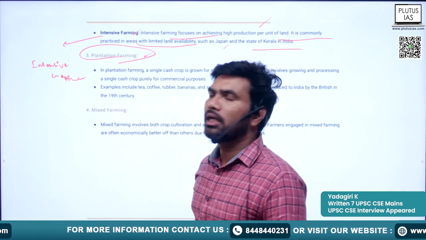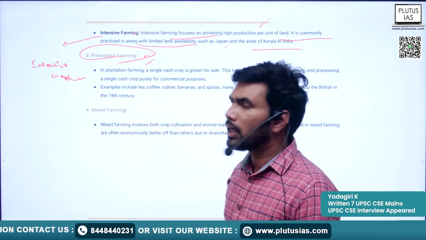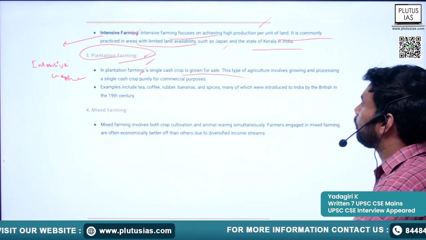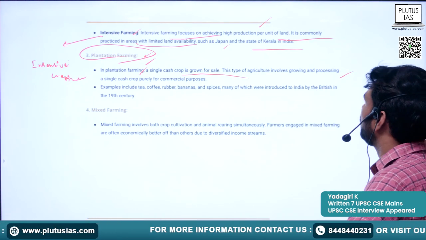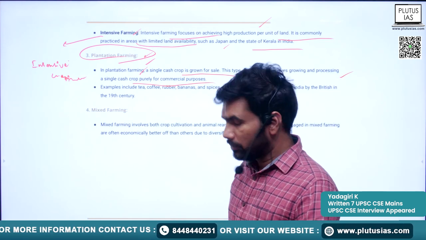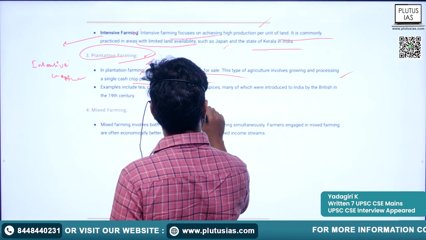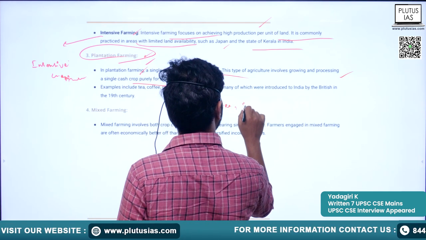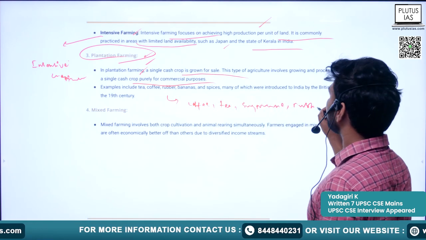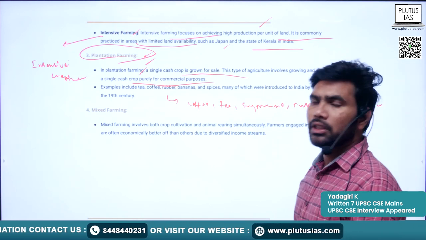Next, a further type of classification is plantation cropping. In plantation farming, a single cash crop is grown for sale. This type of agriculture involves growing and processing a single cash crop purely for commercial purposes. The best examples are coffee, tea, sugarcane, rubber, and also spices, which we can consider plantation cropping.